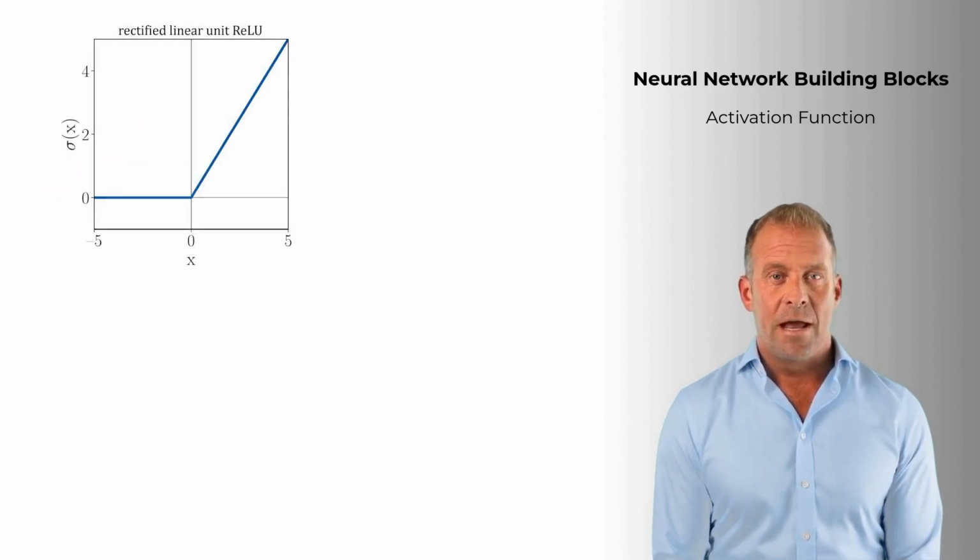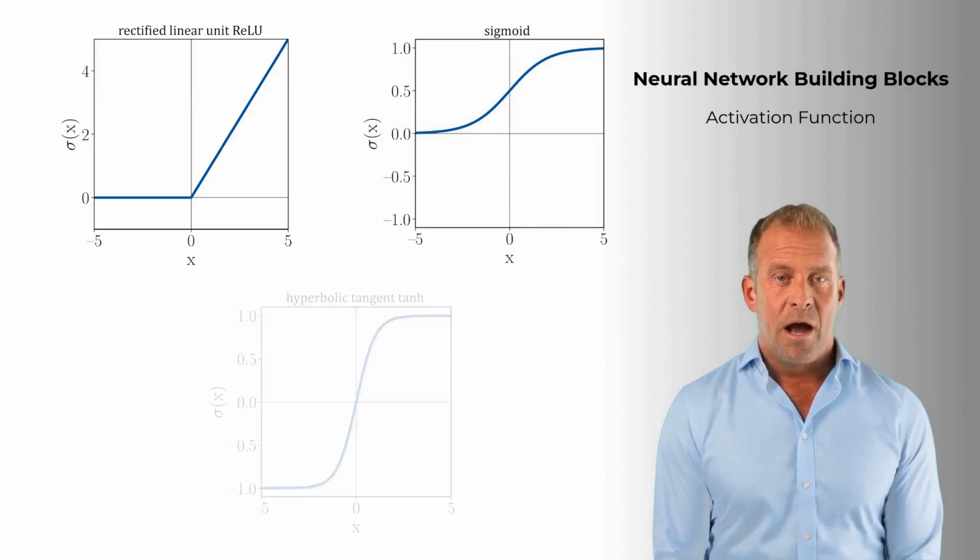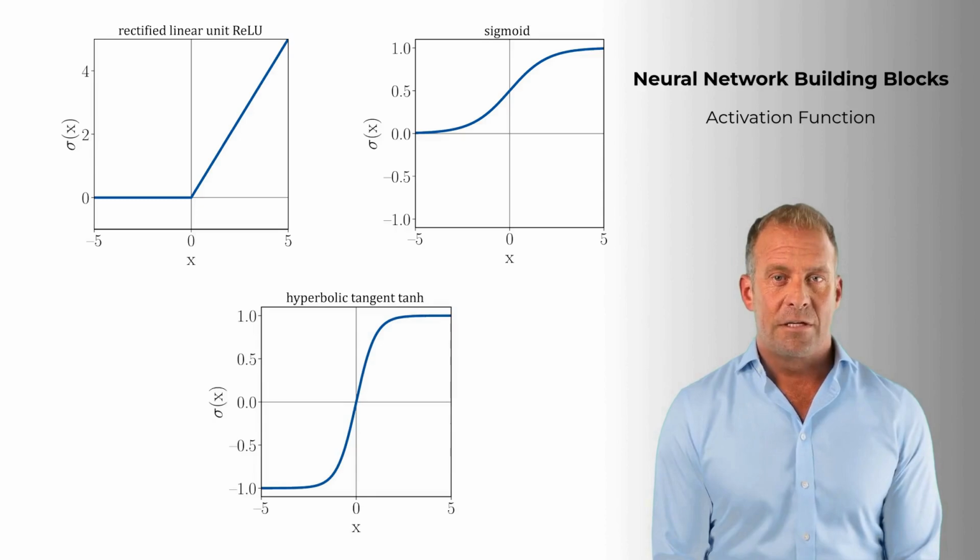Here are three popular activation functions. First, ReLU passes positive numbers straight through and zeroes out negatives. Second, the sigmoid squeezes everything between 0 and 1. Third, the hyperbolic tangent, or tanh, stretches from -1 to +1. Pick your favorite. Upper left, ReLU is fast and usually wins.